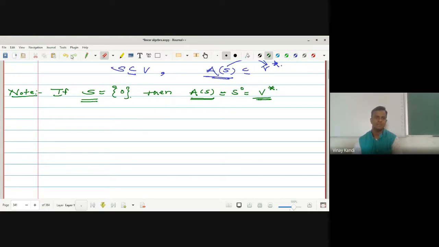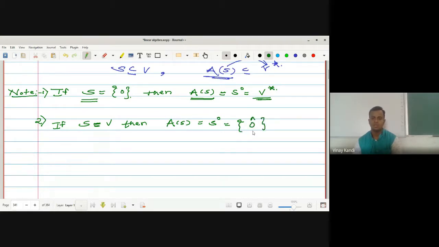What happens if S is equal to the whole of V? This was the first note. Second, if the set S is equal to the whole vector space V, then what is A of S? A of S is equal to S dot is equal to... Okay, this is asked in MCQs. A of S is equal to S dot is equal to what? What is the answer? The zero functional.